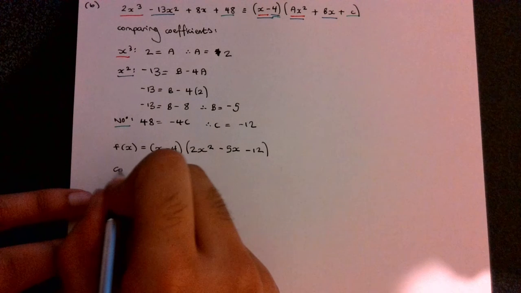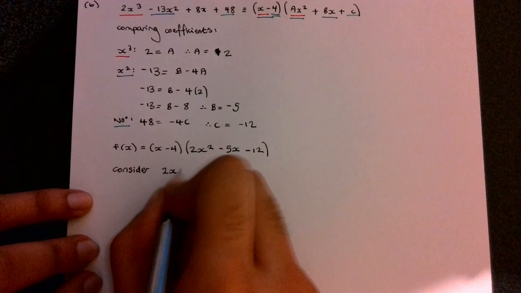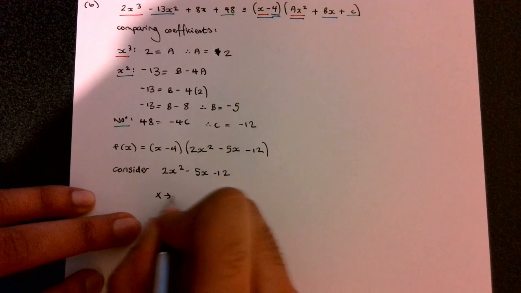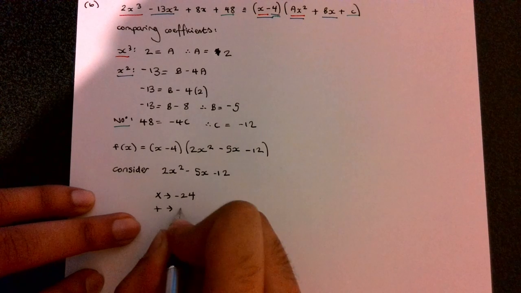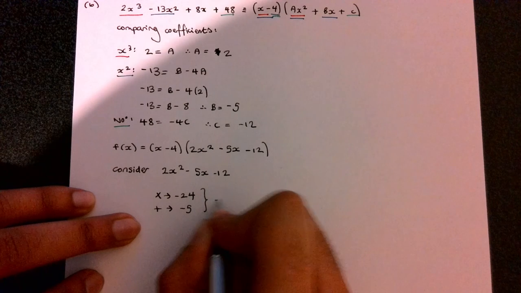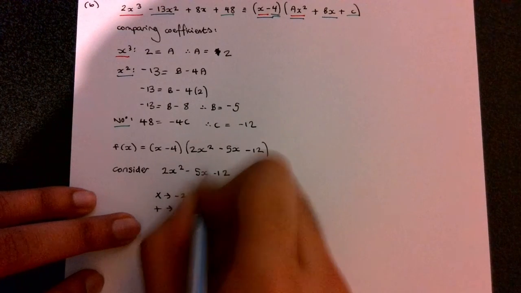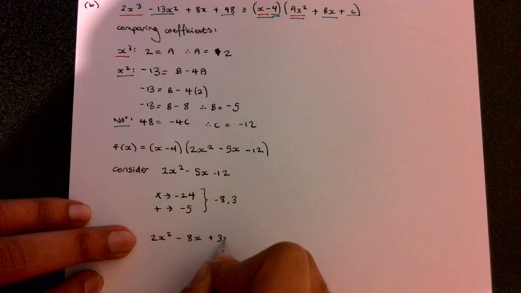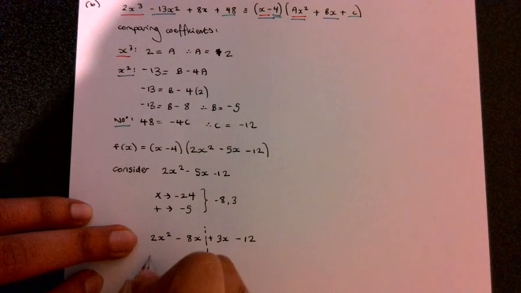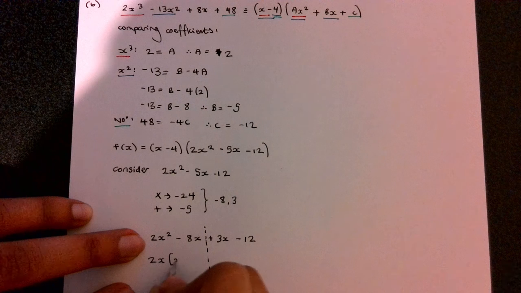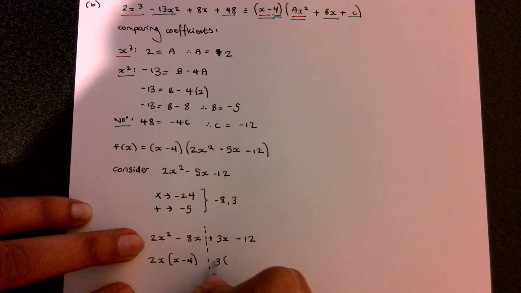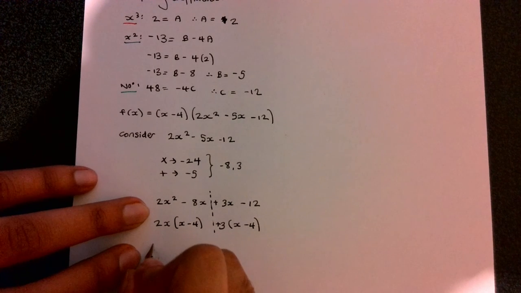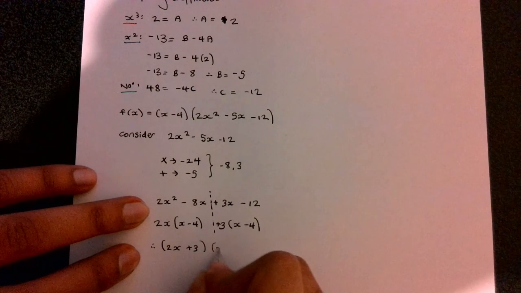So if we consider 2x squared minus 5x minus 12, we need two numbers which multiply to give 2 times by minus 12, which is minus 24, which add to give minus 5. You'd find these two numbers to be minus 8 and 3. So we can rewrite this minus 5x in terms of what we've just found. We have 2x squared minus 8x plus 3x minus 12. If I split this down the middle, factorizing these two terms, we have 2x lots of x minus 4. And factorizing these two terms, we have 3 lots of x minus 4. So grouping the terms together, we see that we have 2x plus 3 lots of x minus 4.